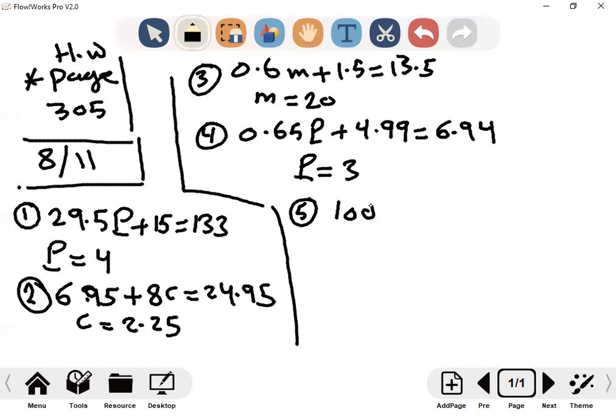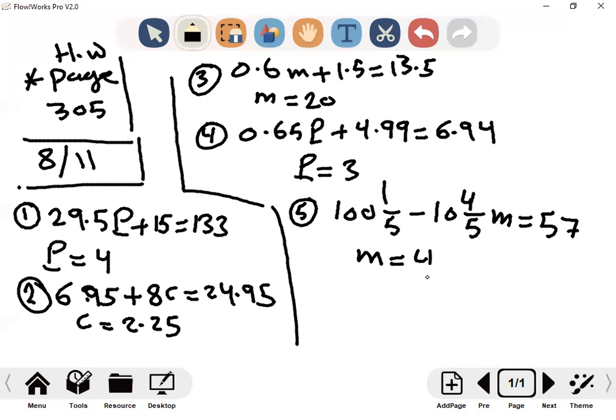10 1/5 minus, decreases 10 4/5 m, all equal 57. After you solve it, m should be equal 4 minutes. This is question 5.